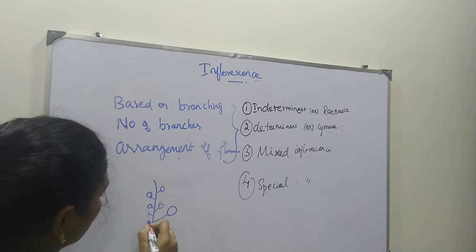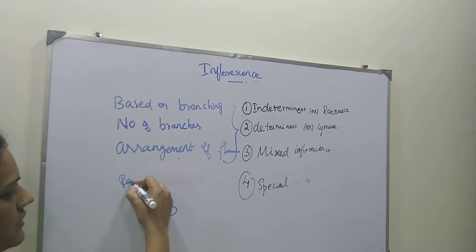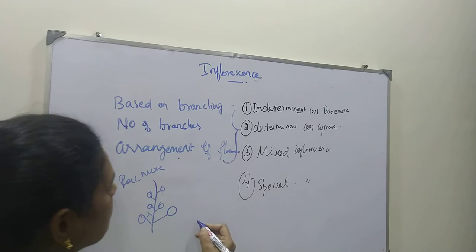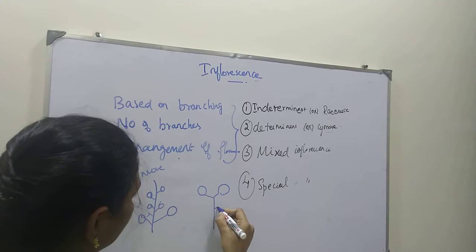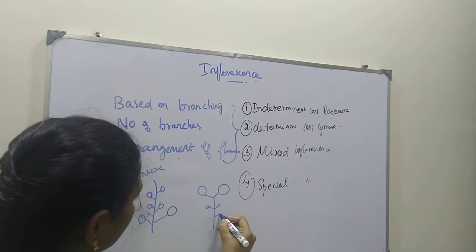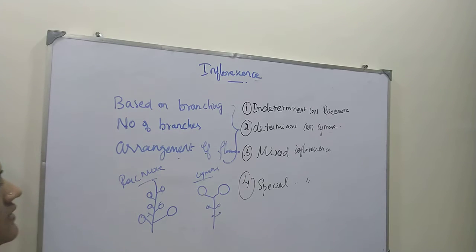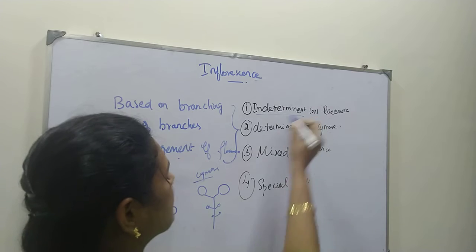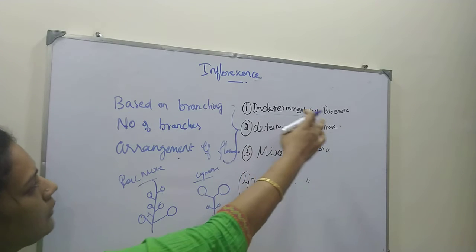What I am trying to explain from this diagram is the Racemose diagram. How can you say that it is Racemose? I already told you it is indeterminate. Indeterminate means the tip is actually growing, so it is not limited. It is unlimited in growth. So it is indeterminate, also called Racemose.